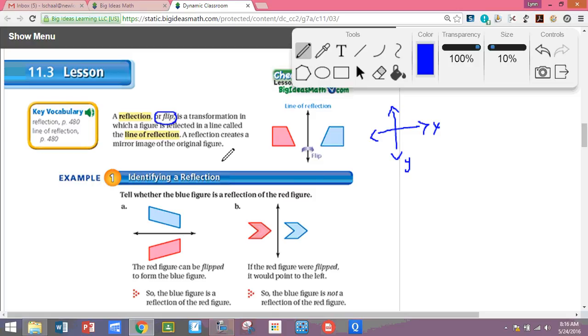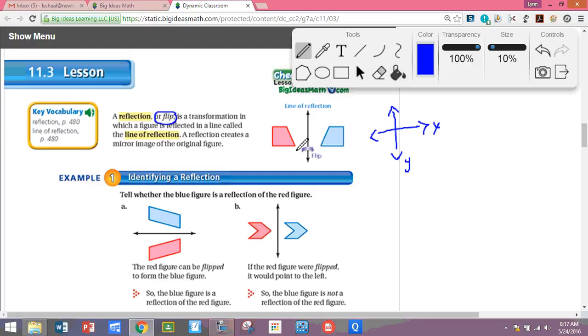So there are essentially two things you're going to do today. You're going to be able to identify whether something is a reflection or not and why. And then you're also going to be able to actually reflect a figure either along the x or the y-axis. The line of reflection here is just this given line. A reflection is actually like a mirror image of what you have.